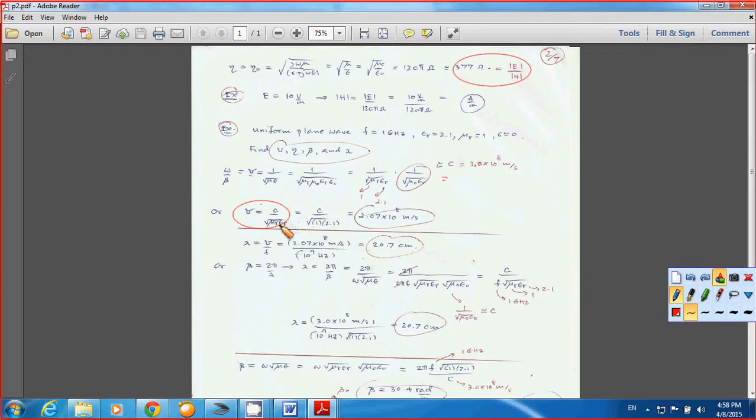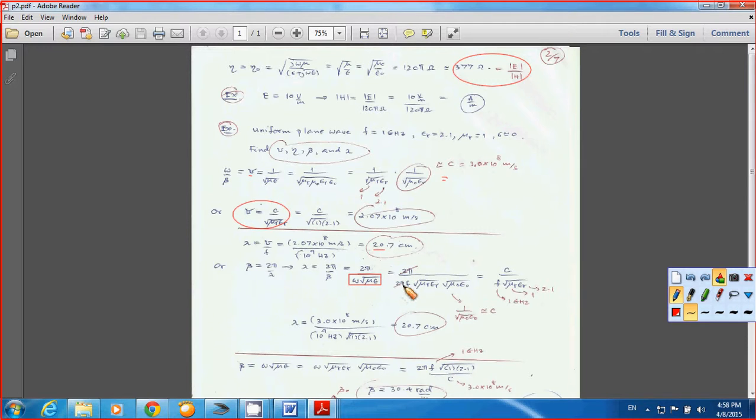So you can see that since mu r and epsilon r are never less than 1, your v is always less than or equal to the speed of light, c. Now for lambda, you can calculate from v equal to f lambda, which gives you 20.7 centimeter, or you can calculate directly from beta equal to 2 pi over lambda. So your lambda equal to 2 pi over beta, and your beta is equal to omega square root mu epsilon.